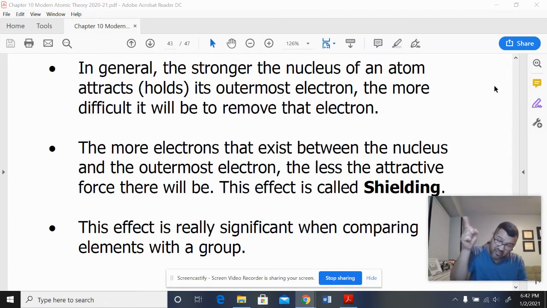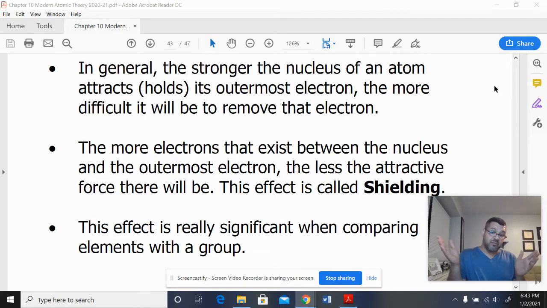Not only is it physically far away, but those electrons that make that electron be all the way out there get in the way of the attraction. And since they get in the way of the attraction of the nucleus, what we say they do is that they protect, or shield, that outermost electron from the attraction. So those electrons that are in between the outermost and the nucleus shield. And the more electrons you have in between, the more shielding occurs.